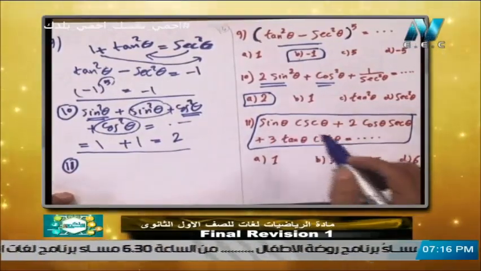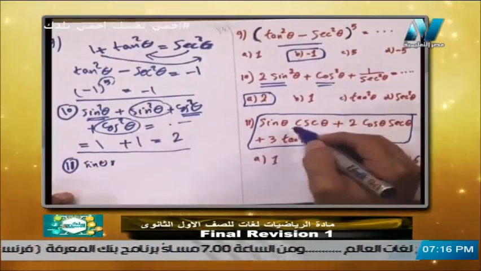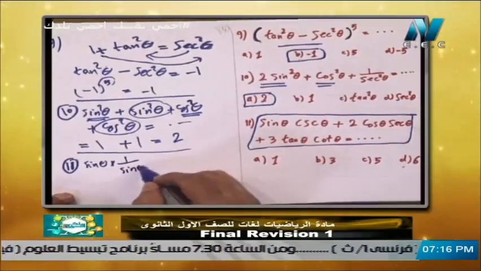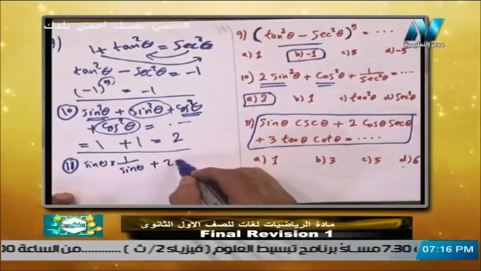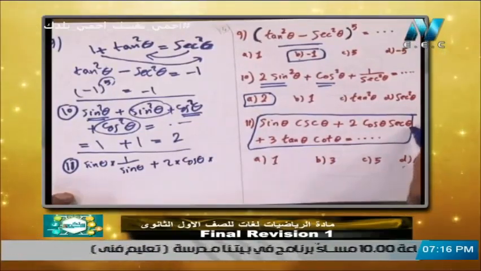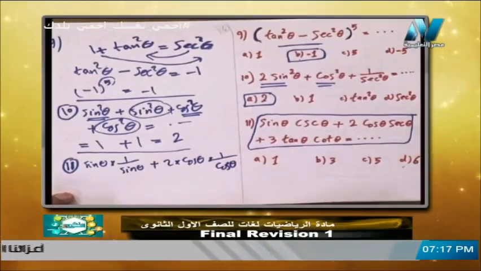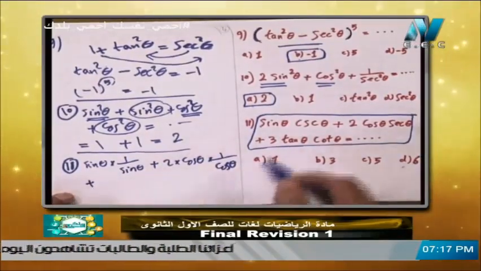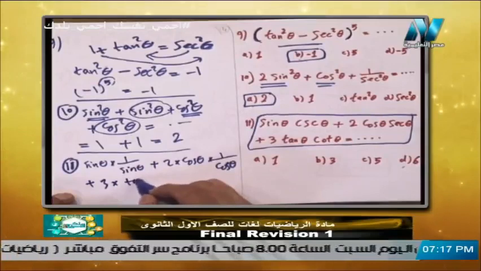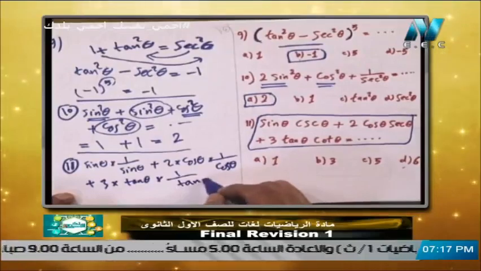We know that sine theta times cosec theta means what? Sine theta here multiplied by cosec theta, which is the reciprocal of sine theta. It is 1 over sine theta here plus 2 multiplied by cosine theta as it is. And we know that sec theta is the reciprocal of cosine theta, so it is 1 over cosine theta plus 3 multiplied by tan theta. And we know cotan theta is the reciprocal of tan theta. It is 1 over tan theta.